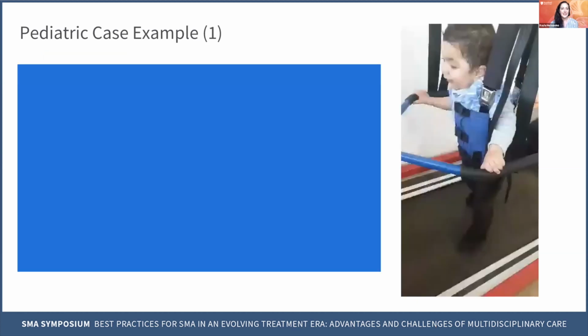I want to highlight two cases. So the first is my friend here. A little bit of background history before I show his swallow study video. He was diagnosed with SMA type 1 at 5 months of age and received Spinraza starting at 8 months of age. He had a G-tube and Nissen placed at 15 months, and then a trach placement at 16 months of age for a nocturnal BiPAP requirement.